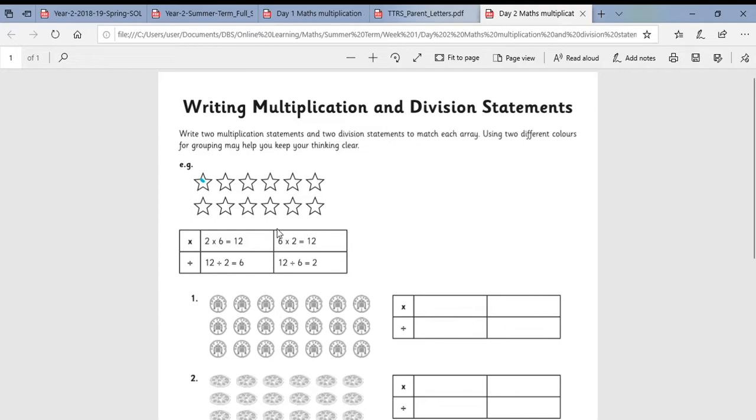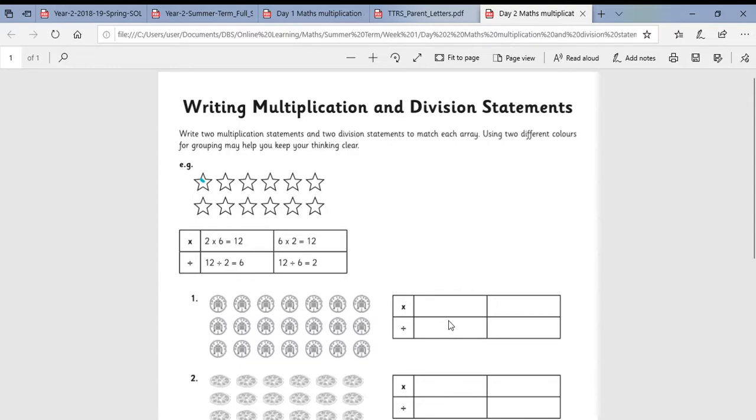The other thing that you'll notice with these statements is that the numbers in these statements are the same, they just change in order. Okay, let's have a look at the first question that you've been asked to do. So you have to write 2 multiplication statements and 2 division statements to match each array. It says use 2 different colours for grouping. It may help you keep your thinking clear. If you'd like to colour them in, that's up to you.